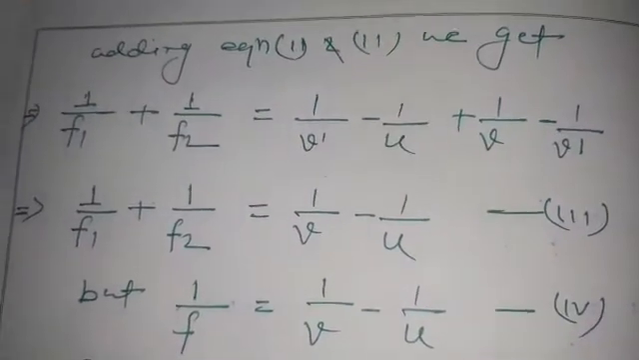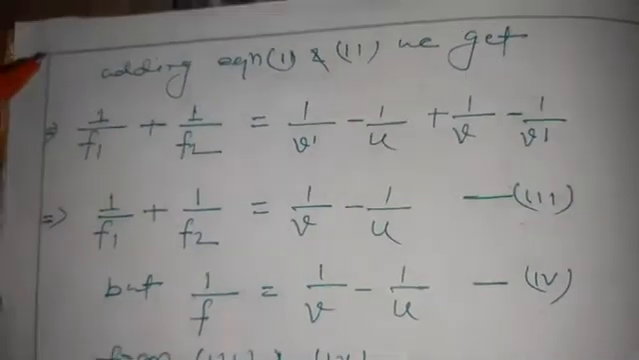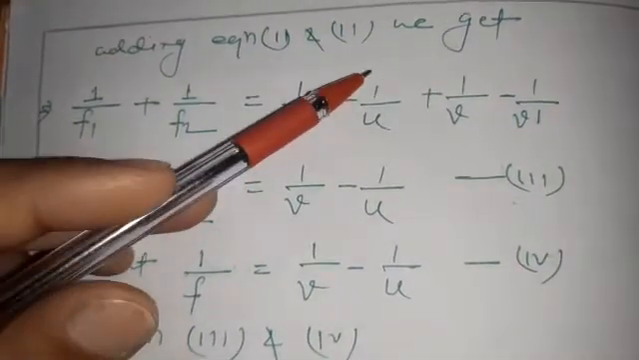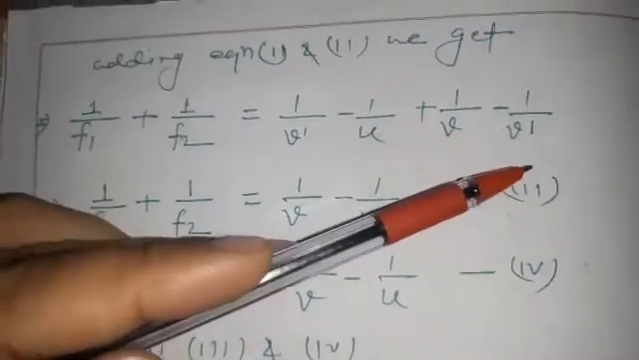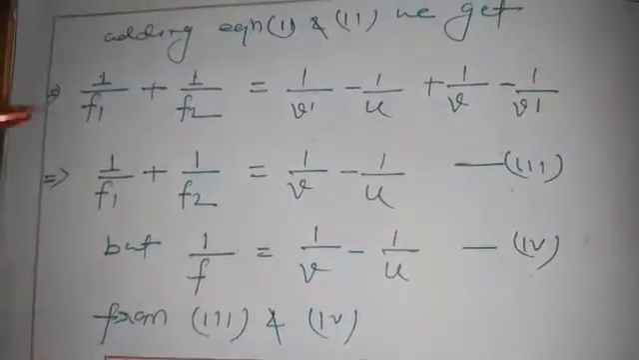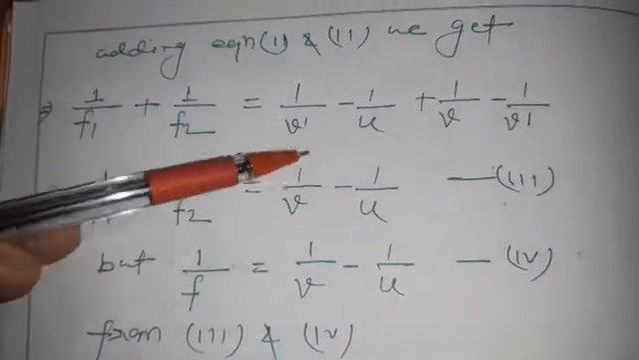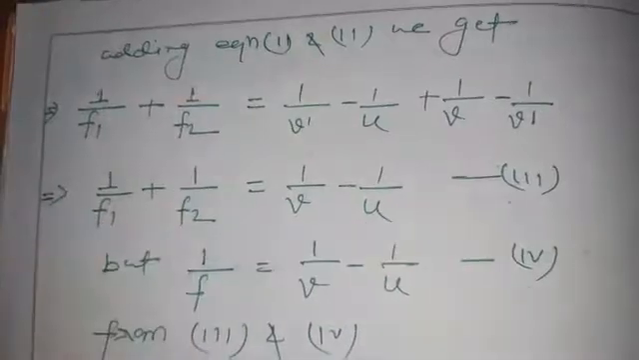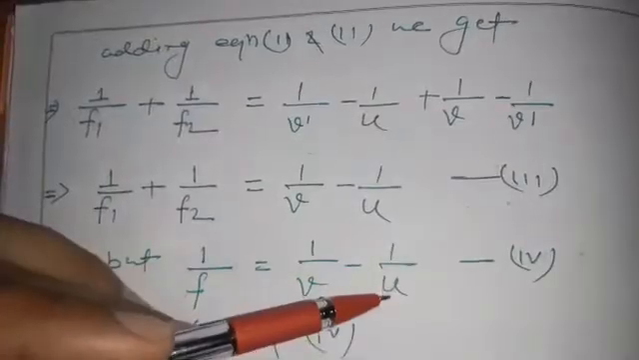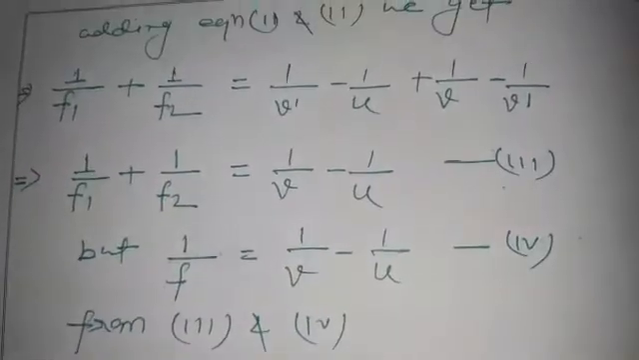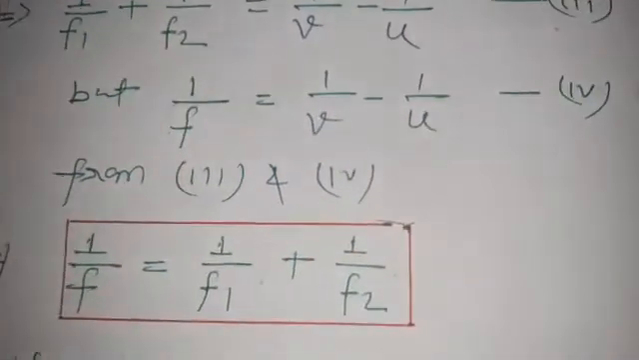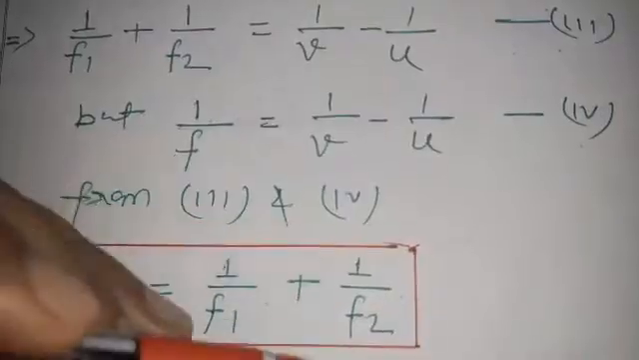Now adding equations 1 and 2, we get 1 upon f1 plus 1 upon f2 equals 1 upon v dash minus 1 upon u plus 1 upon v minus 1 upon v dash. The 1 upon v dash terms cancel each other, so 1 upon f1 plus 1 upon f2 equals 1 upon v minus 1 upon u. This is equation number 3. By the thin lens formula, 1 upon f equals 1 upon v minus 1 upon u. This is equation number 4. Comparing these two equations, we have 1 upon f equals 1 upon f1 plus 1 upon f2.